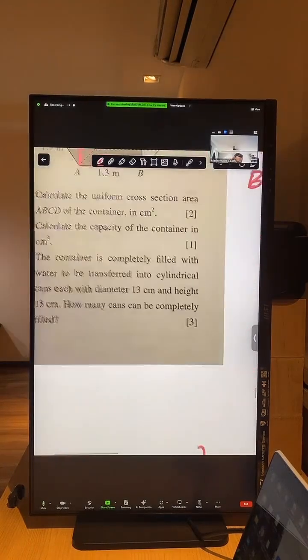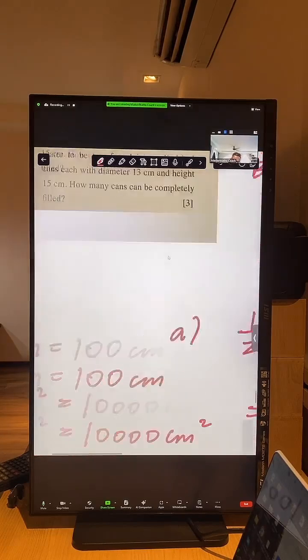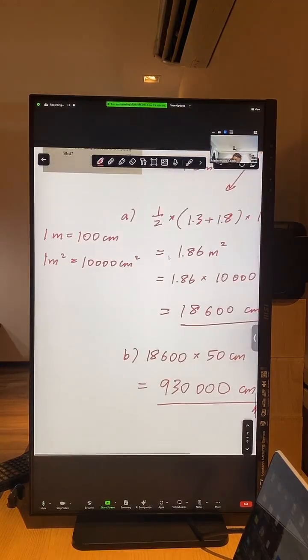Now it says here the container is completely filled with water to be transferred into cylindrical cans each with diameter 13 cm and height 15 cm. How many cans can be completely filled? Well, first we have to find the volume of each cylindrical can. So let's do that.